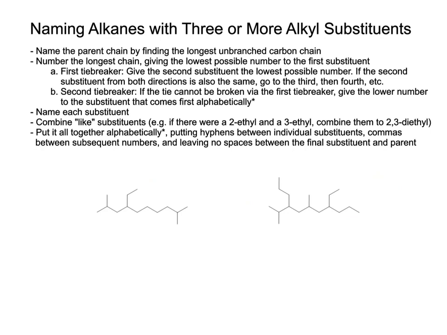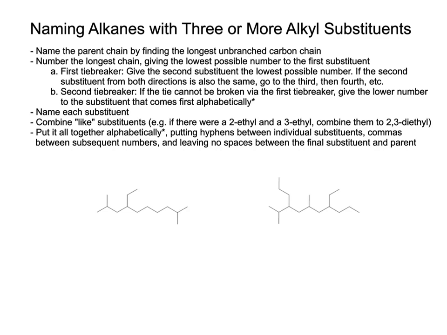When it comes to naming alkanes with 3 or more alkyl substituents, once again, we're going to start with the parent chain. Once we find the longest chain, now we have to number it. Once again, we're going to give the lowest possible number to the first substituent. But now we might have 2 different tiebreaker scenarios.